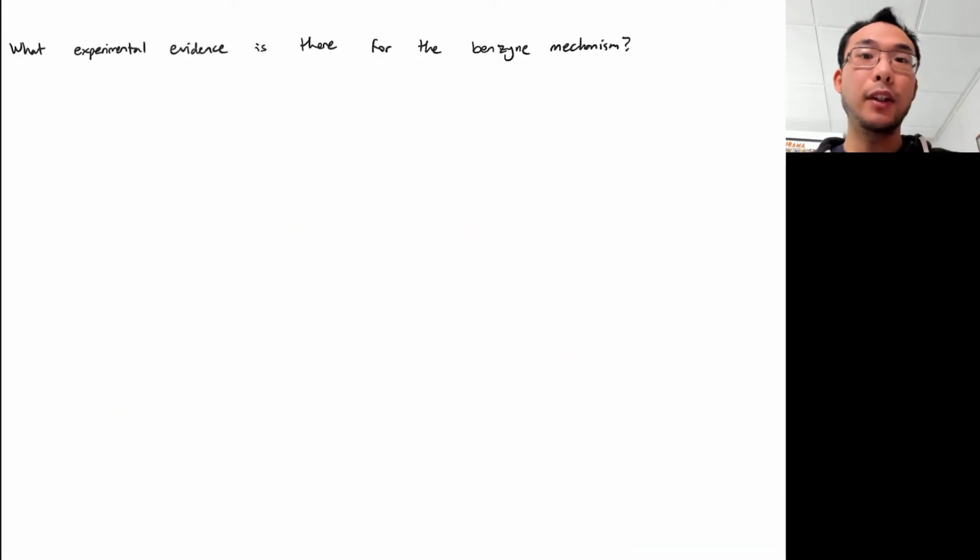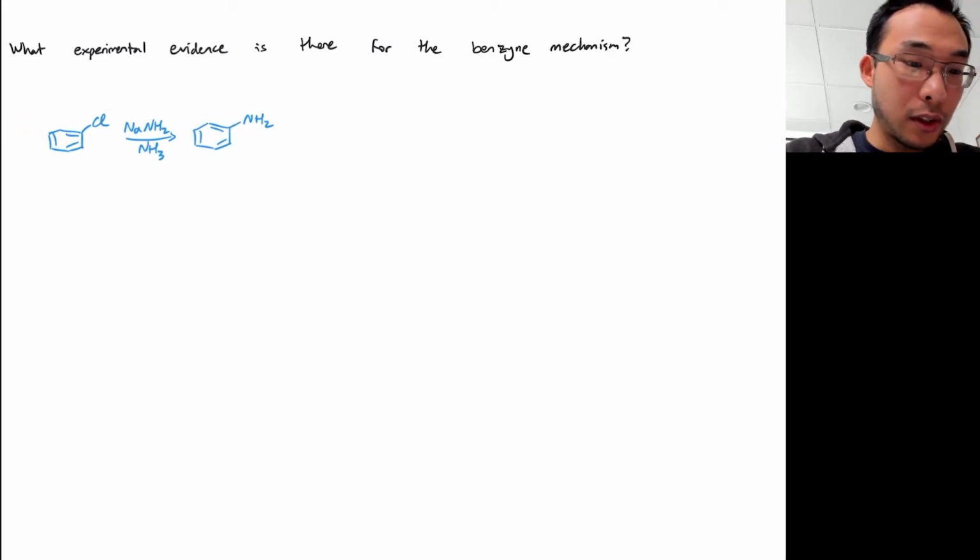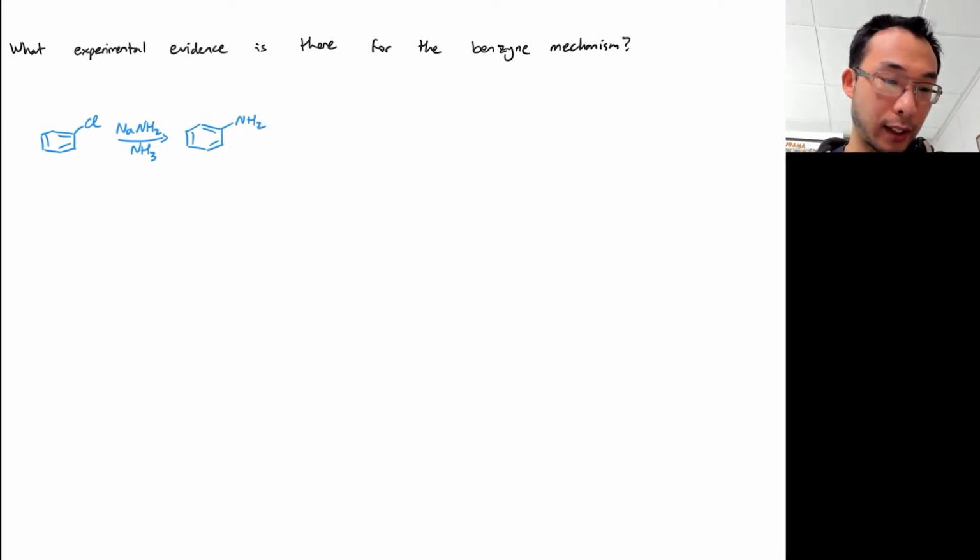A question that often comes up is, well, that second mechanism, the benzyne mechanism, doesn't look great because of the formation of a benzyne. So how do we know that a benzyne is actually being formed? And that's a good question. A lot of the evidence is indirect, but it's still very strong evidence. So let's start off just again with our example reaction.